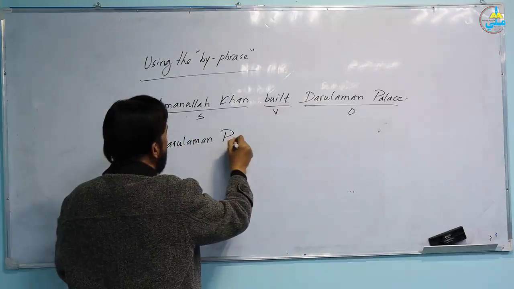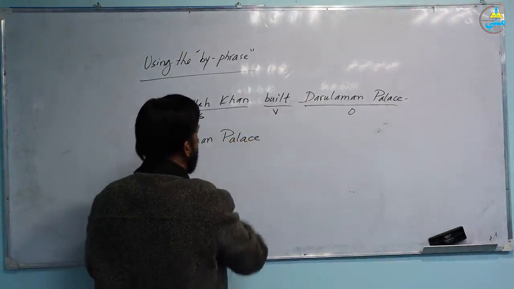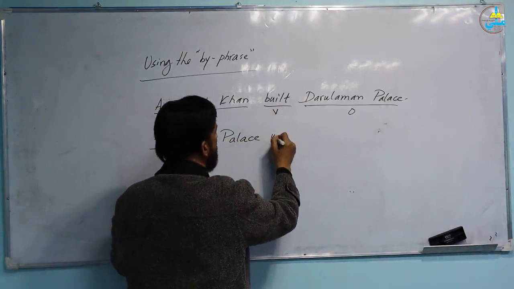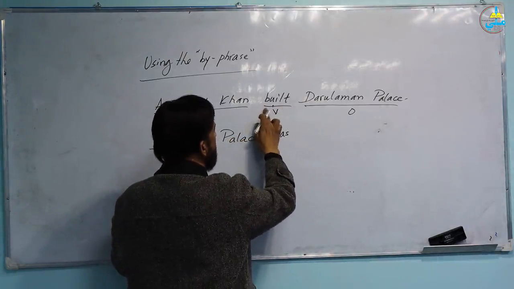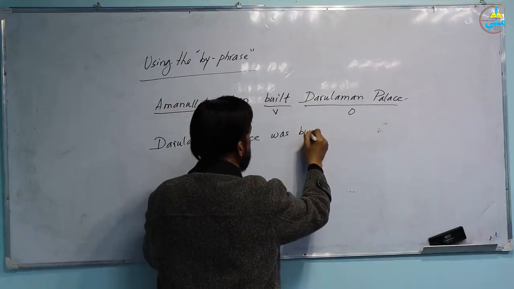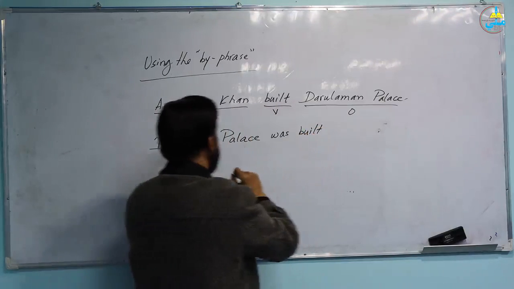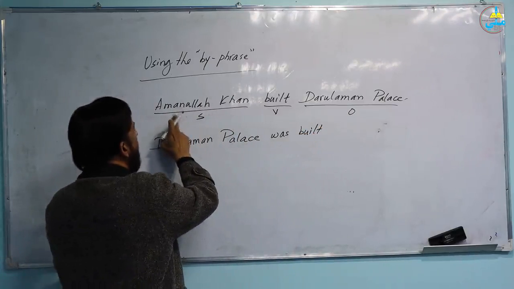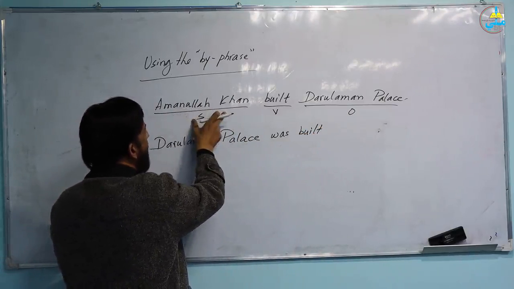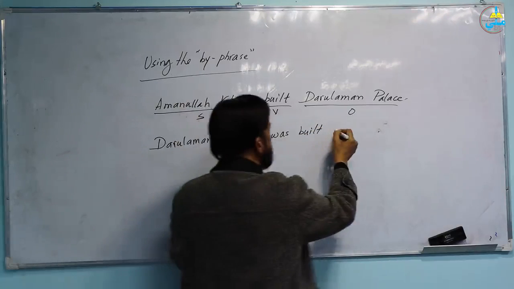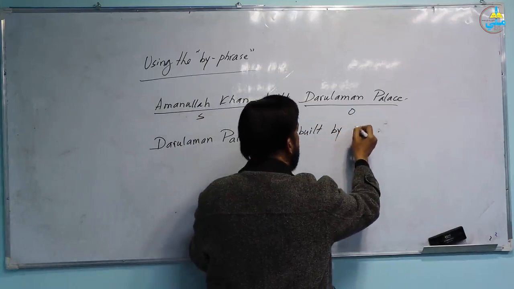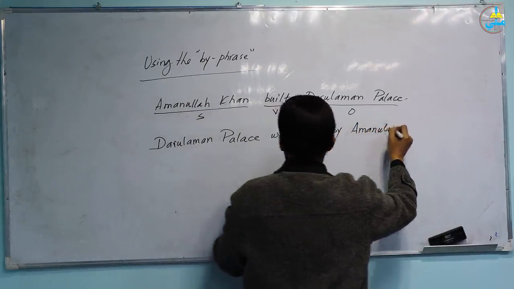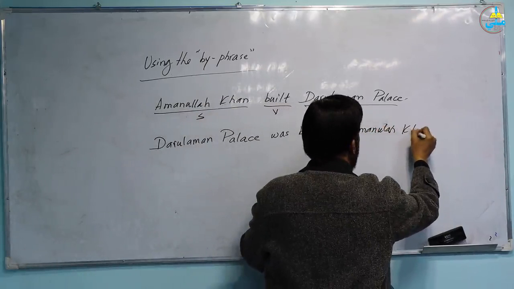Dar-ul-Aman Palace. Since the verb is second form, we use was. Then the verb, we change it to third form. The third form is also built. Dar-ul-Aman Palace was built. So here, we bring Amanullah Khan or use it in a by phrase because this is important information. By Amanullah Khan.